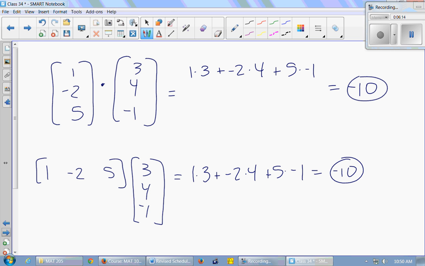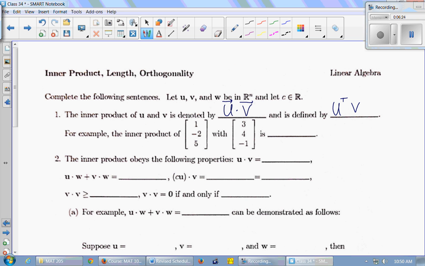We don't take dot products of matrices. You pretty much only take dot products of vectors, and they have to have the same dimension. All right, so in terms of linear algebra, we can define this as U transpose times V. So for example, the inner product of these two vectors is -10.